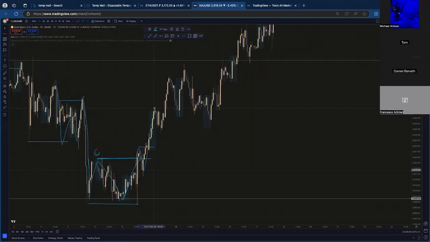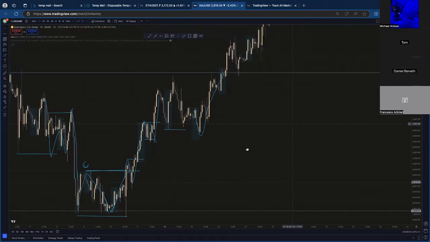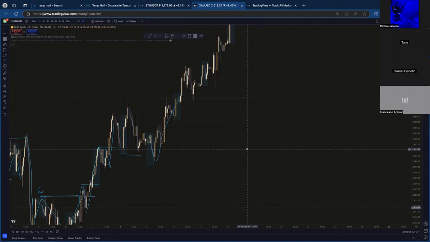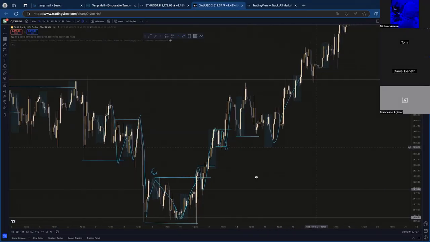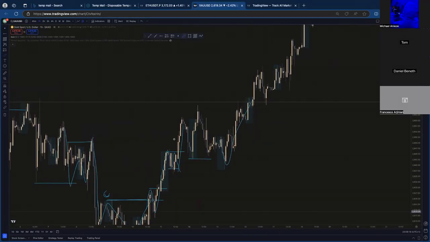Now you could look for entry here. This would now be your what? Manipulation setup, which is the QM MSU. This liquidity right here. Price came, tapped into liquidity and then shot off. Do you see how everything goes in line, right? Price shot off.